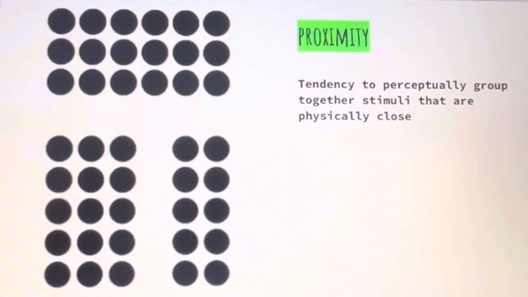And then proximity is the tendency to perceptually group together stimuli that are physically close. So this is a group of circles, but since some are closer together than others, we perceive this as three different groups of circles, because there are three groups that have circles closer to each other than the others.